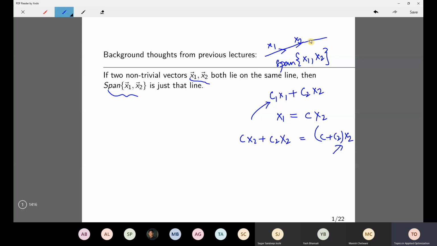So this is still along the same direction, right? Any span that I compute is still on the same line. It is still a scalar multiple of the vectors on the line itself.